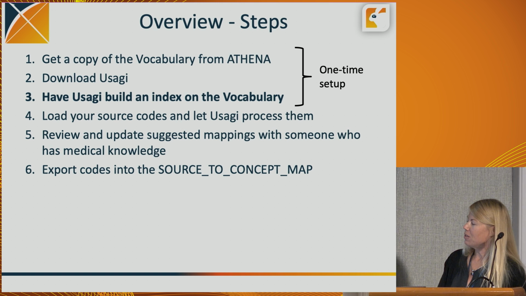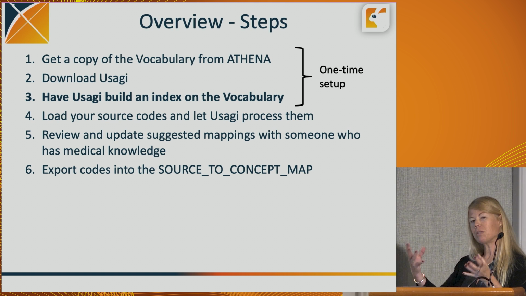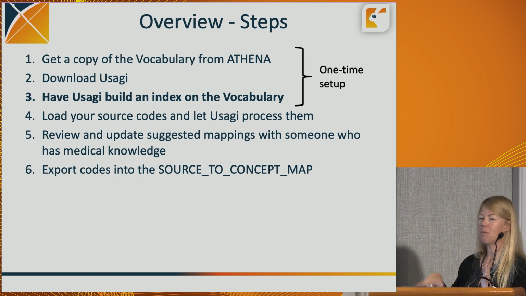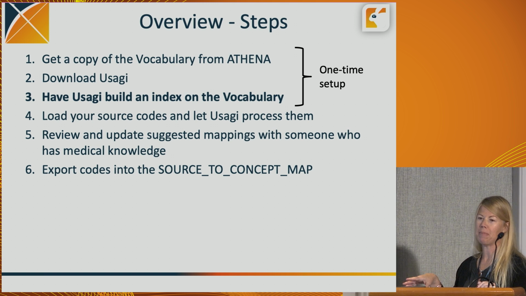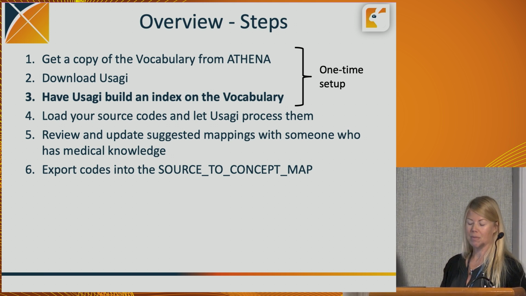And then once you're done and you have approved all the mappings, you can export these codes into a source to concept map table. It downloads into a CSV, at which time you can have somebody put it into the source to concept map table, and your ETL would use these mappings along with the OMOP provided concepts and concept relationships.